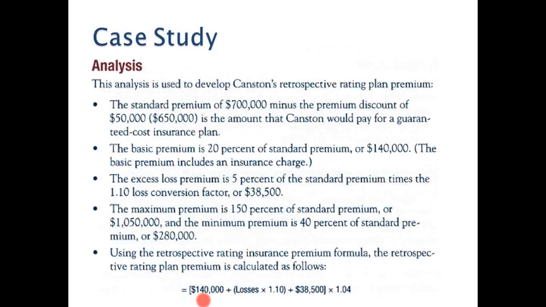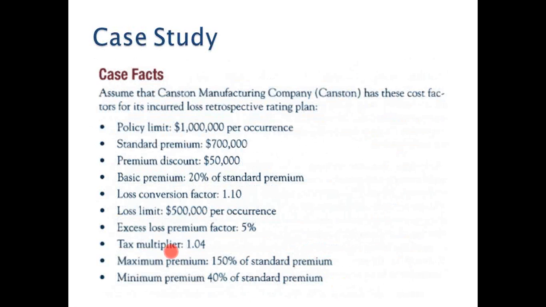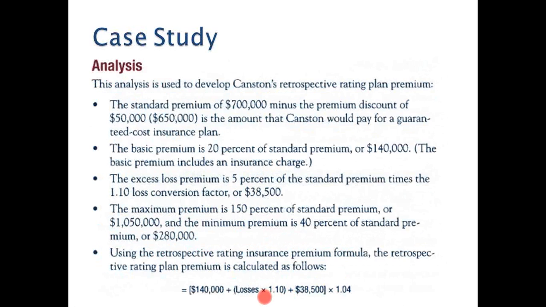So we have the $140,000 plus my losses times that 1.10, plus the $38,500 for the excess loss premium, and times the 1.04, which is our tax. That goes back to the tax multiplier on there. Now the reason we don't have losses put in there is because we don't know our losses yet. Until the end of the year, it's going to be based upon the actual loss experience.